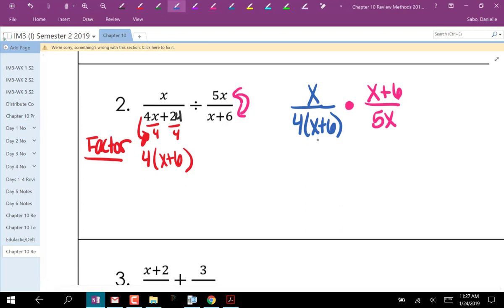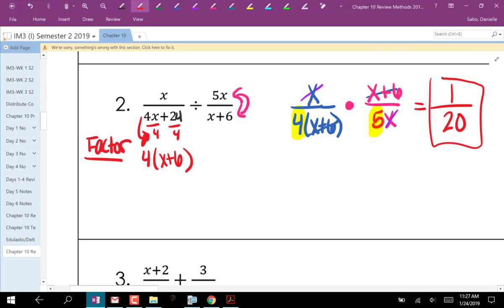So this is going to cancel. The x plus 6 is. What else is going to cancel? Yeah, the x's. They're gone. Now let's take a look. I have a 4 on the bottom and a 5 on the bottom. What's 4 times 5? 20. What's left on top? Nothing, but how do we represent nothing, really? A 1. Very good.